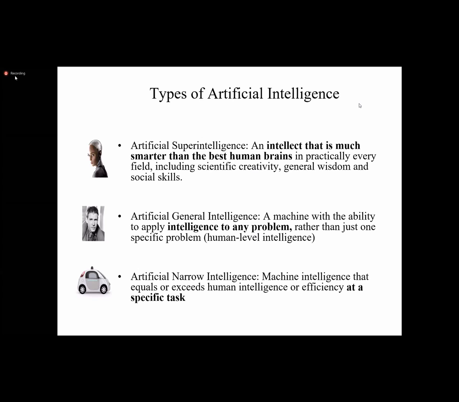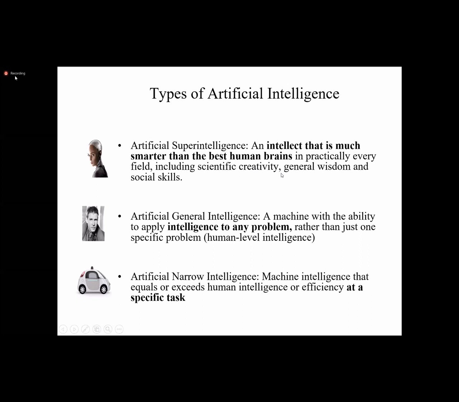An intellect that is much smarter than the best human brain in practically every field, including scientific creativity, general wisdom, and social skills, is known as artificial superintelligence. That means equipment like Alexa and Siri, and we can say the Google Home and Mini, comes under artificial intelligence.